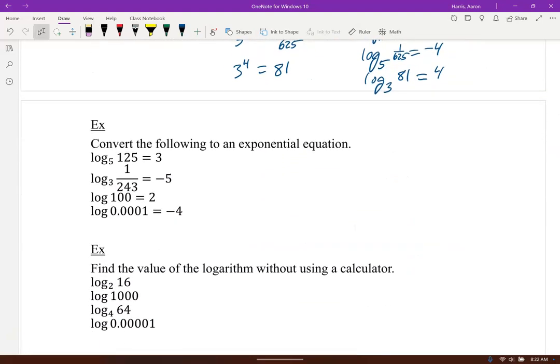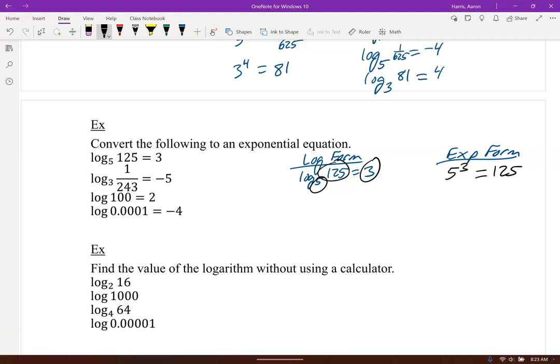Now let's do it the other way. So now we have the logarithmic form over here on the left. Log base 5 of 125 equals 3. Now what would that be in exponential form? I look at the log form here and I go 5 to the third equals 125. Let's do the next one. Log base 3 of 1 over 243 equals negative 5. So it'd be 3 to the negative 5 equals 1 over 243.